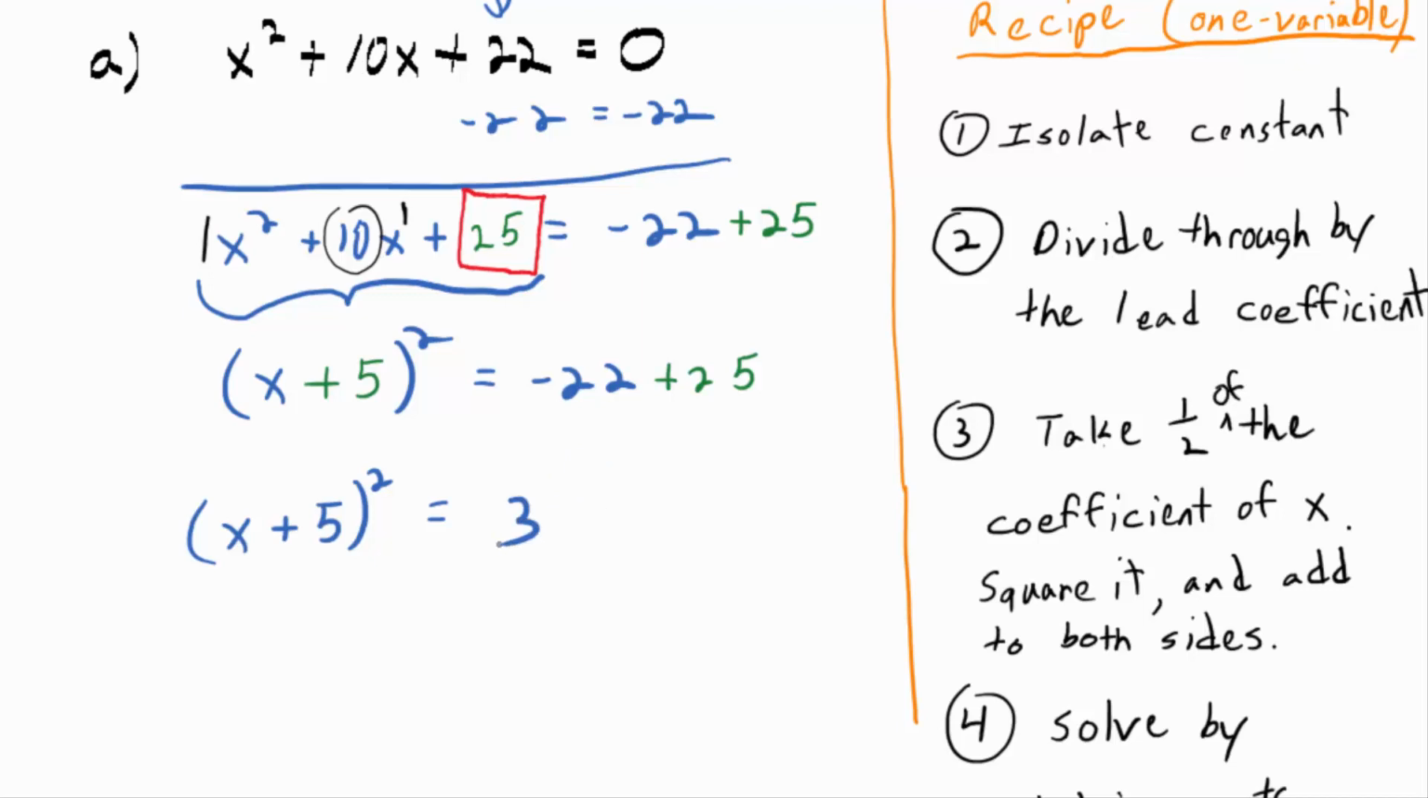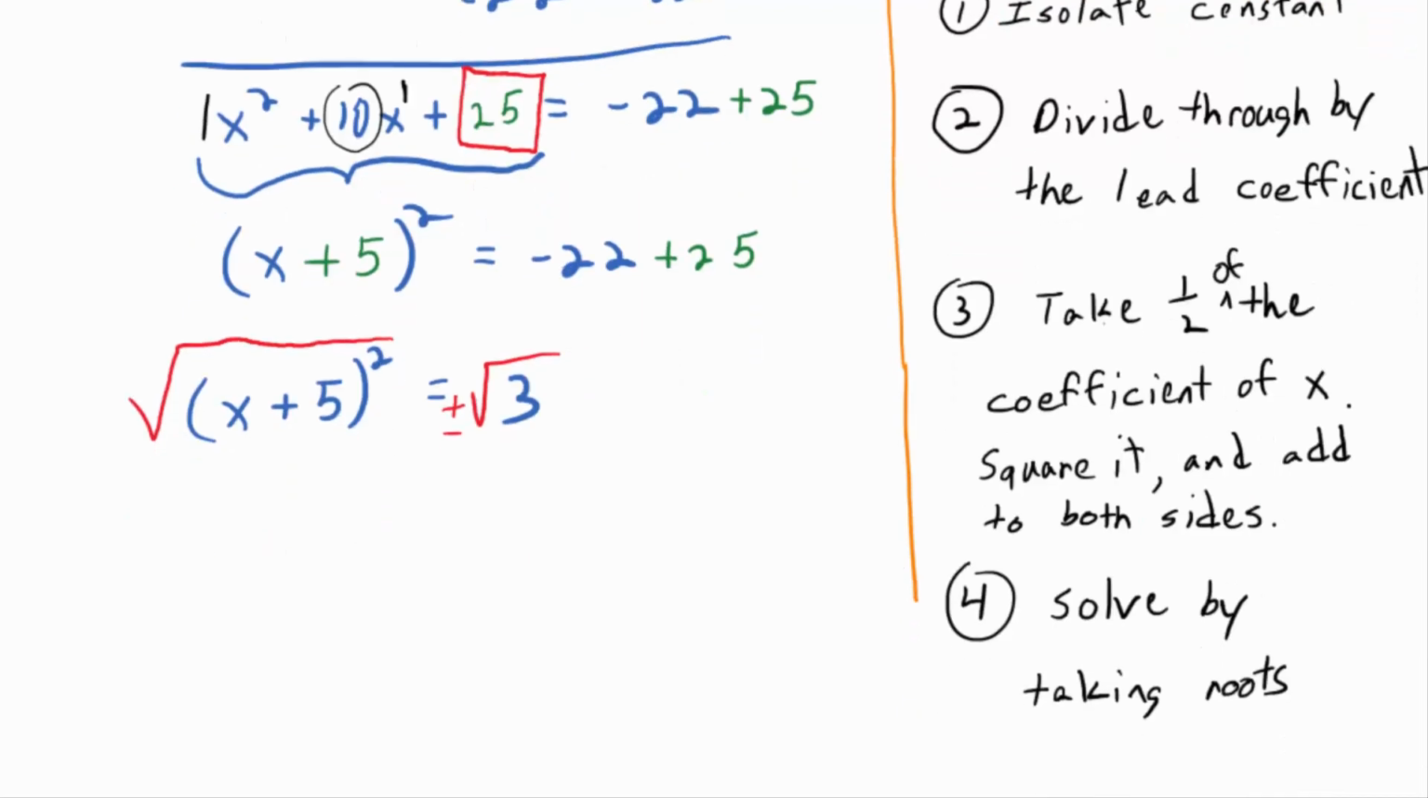So we're kind of back where we were in part D then, right? Or the second step of part D, that is. What do we do to both sides to get that exponent of 2 off the quantity x plus 5? That's step 4. We solve by taking roots. What do I need to remember in front of the square root of the 3? Plus or minus.